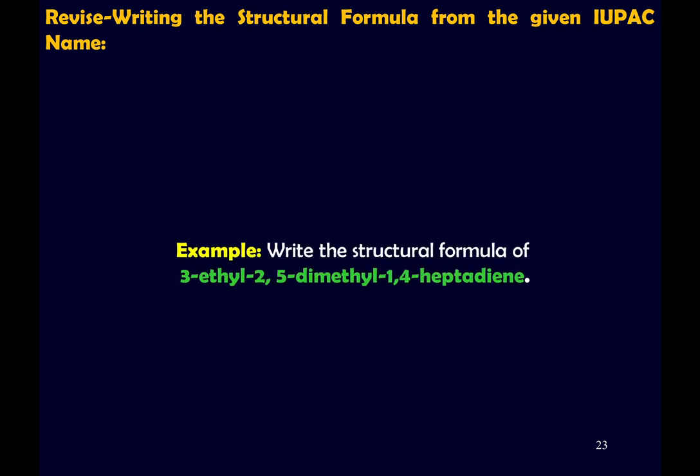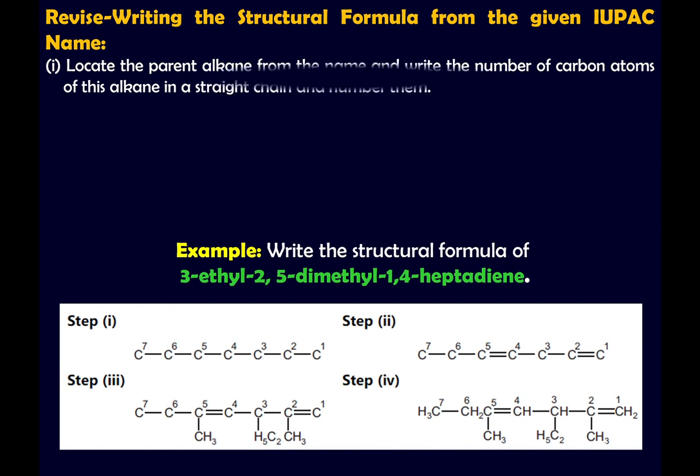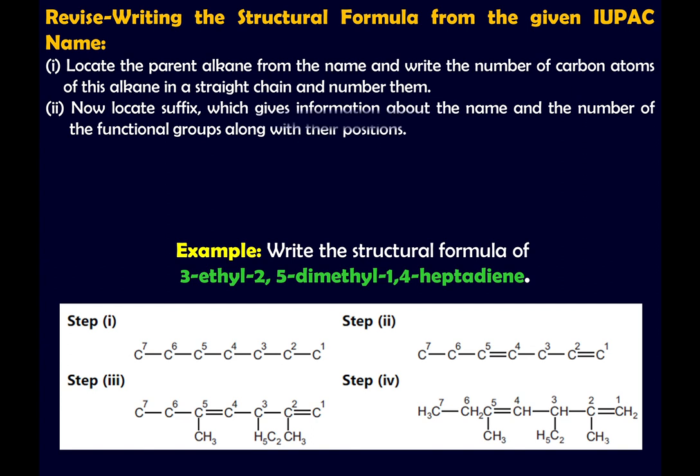Writing a structural formula from the given IUPAC name, let us see some steps. Step number 1 is to locate the parent alkane from the name and write the number of carbon atoms of this alkane. So the name is hepta, so write 7 carbons in step 1. Step 2, locate the suffix which gives information on the number of functional groups attached to it. So here 1 and another is 4, so 1,4-heptadiene.